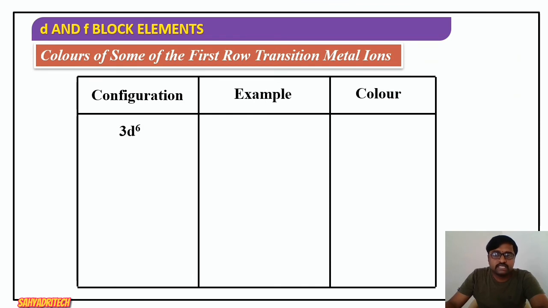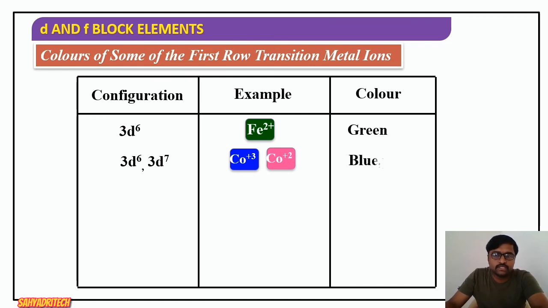Well, next d6 configuration, Fe2+, iron 2+, which is green in color. Then one more d6 and d7. Examples include cobalt 3+ and cobalt 2+. Cobalt 3+ is blue in color, and cobalt 2+ is pink in color. Then d8 configuration. Here Ni2+ can be considered, and the color is green, meaning nickel 2+ compounds are green. Fe2+ ferrous compounds are green. Cobalt 3+ is blue. Cobalt 2+ is pink.